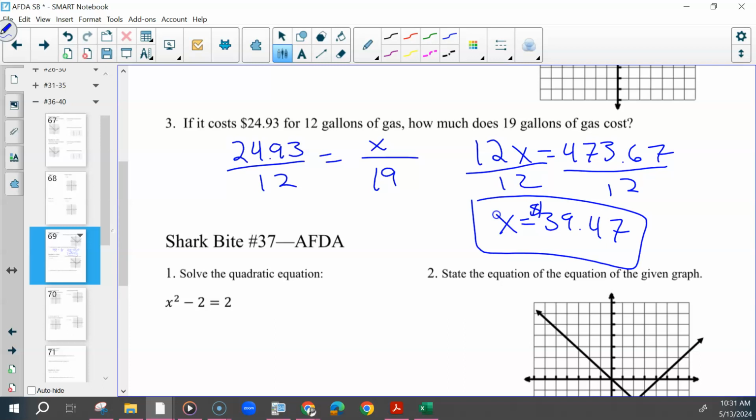Questions there? Other questions on the shark bite? We have 3 more shark bites for the rest of the year because we're going to stop at 40.